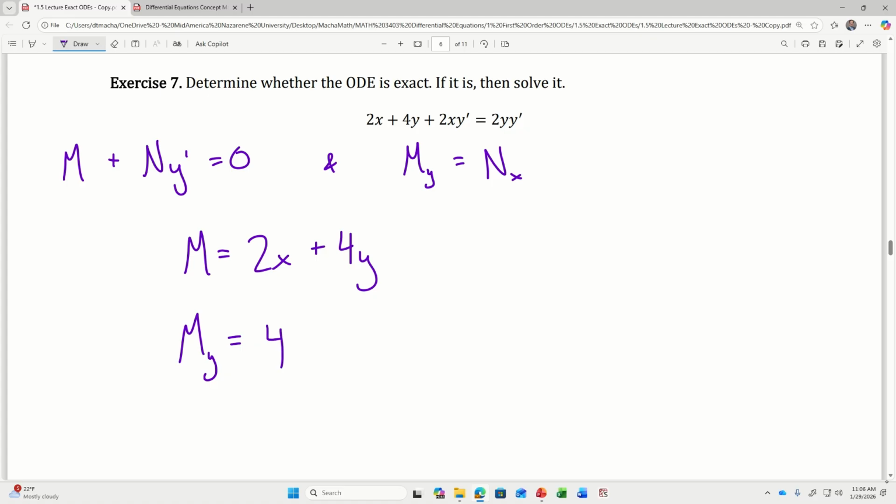4. Okay. What is the N, capital N part of this ODE? 2x is part of it. Do you put the y prime with it? Would it be 2x y prime? No, it's the thing that multiplies y prime. There you go. Yeah, because I need the right side of the ODE to be 0 here. So it's going to be 2x minus 2y.